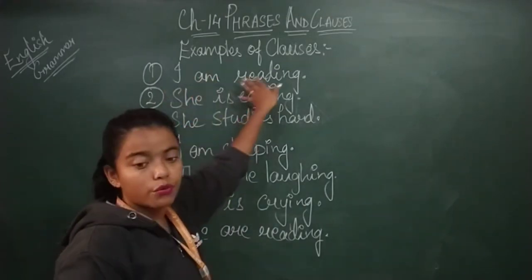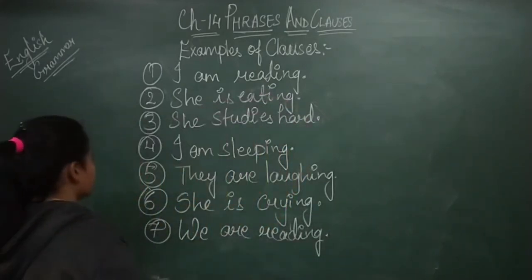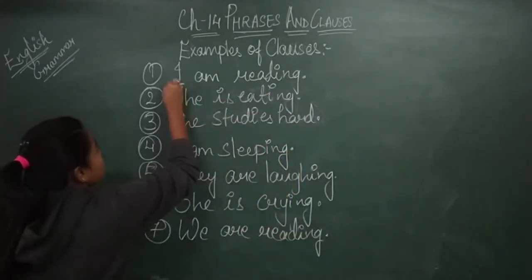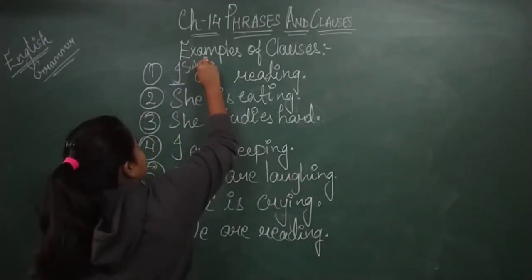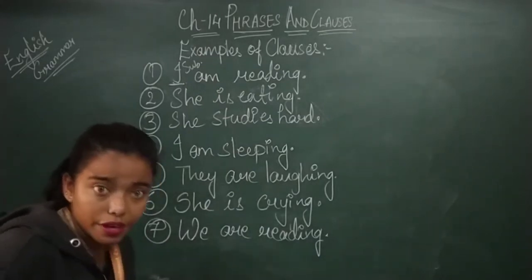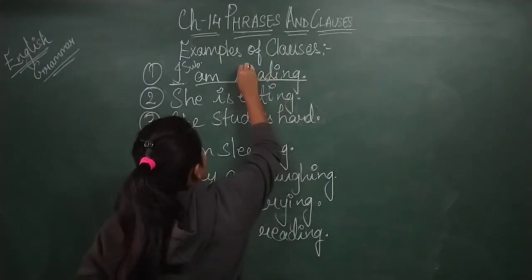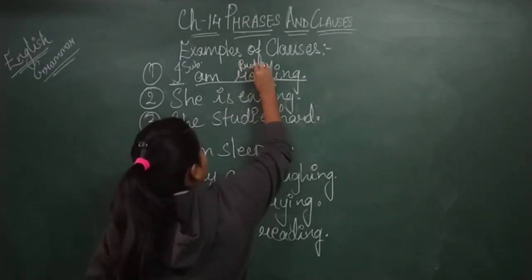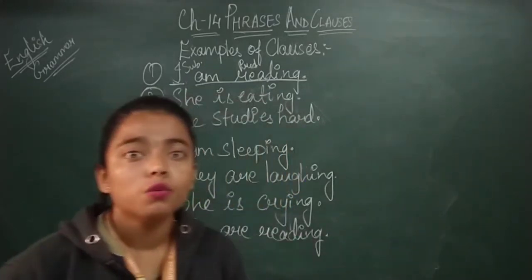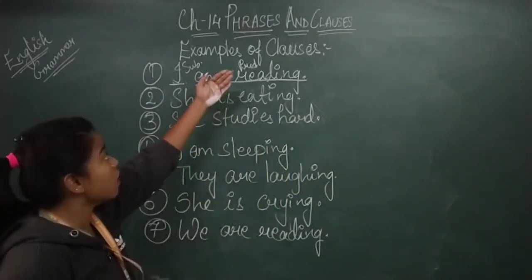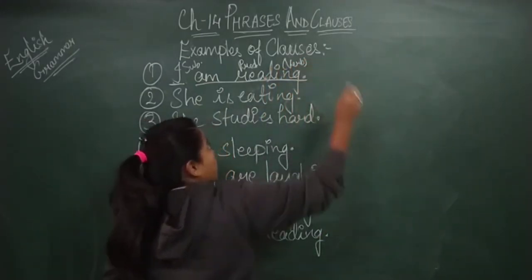I am reading. So what here is the subject, student? I. It is the subject. And am reading is the predicate in the sentence. Predicate means the action word, which has a verb also. It is a verb also.